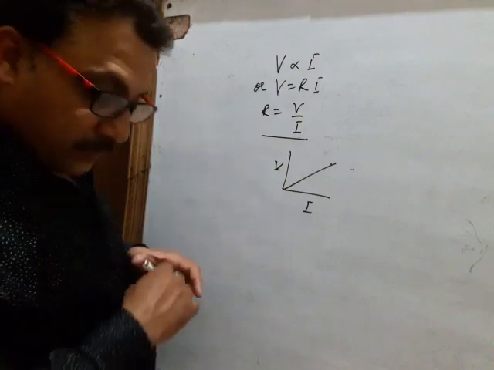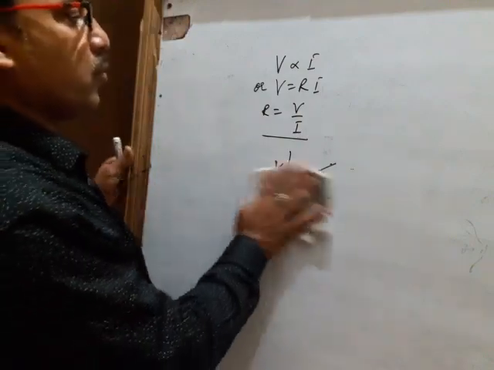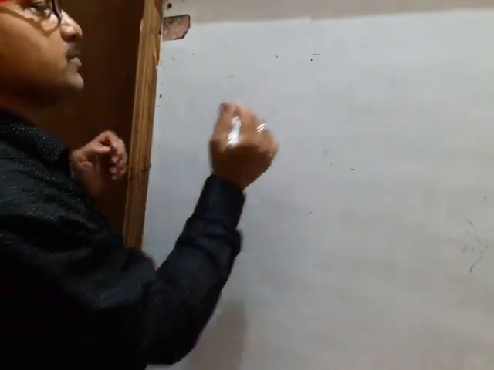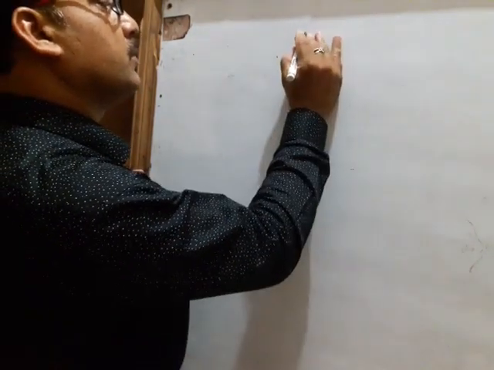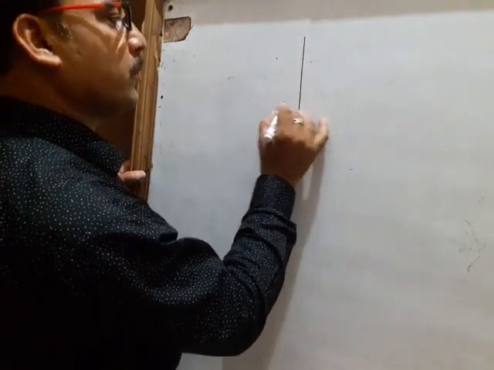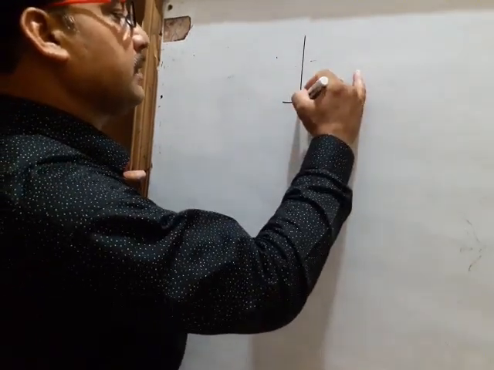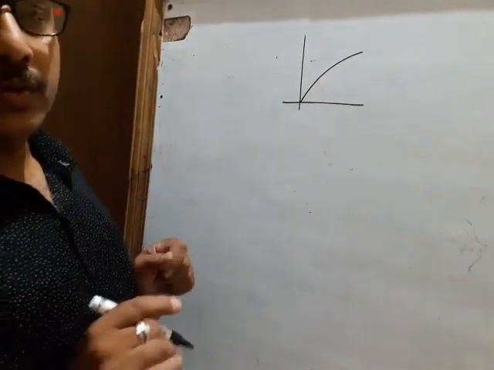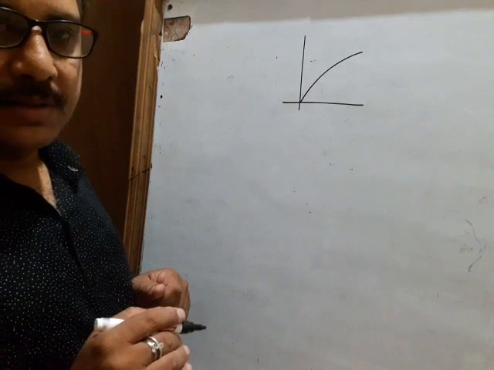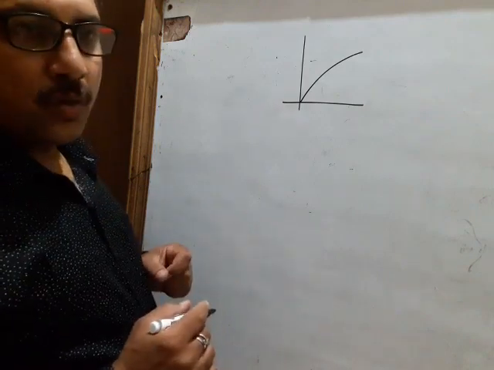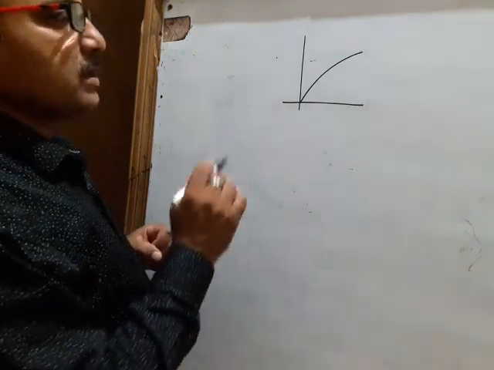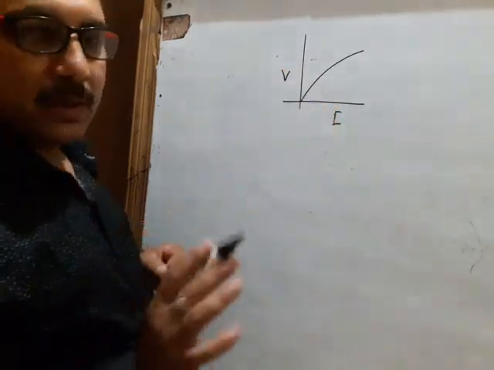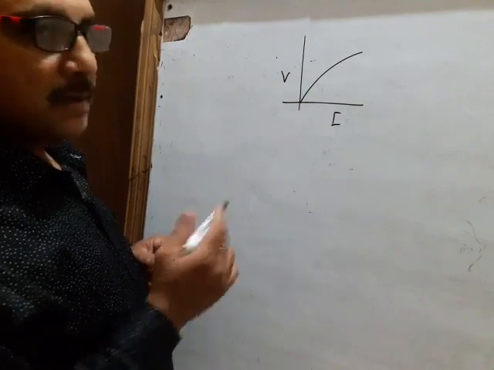Now, if I talk about non-ohmic conductors, then what will you say? Non-ohmic means if you plot a graph, then you will get a curve like this. The conductors which do not obey Ohm's law means they are exceptions. So they are known as non-ohmic conductors. For those conductors, the VI graph is not a straight line, it is a curve.